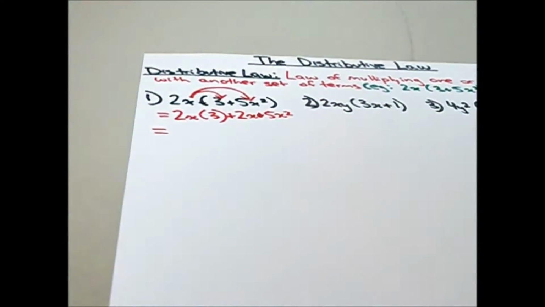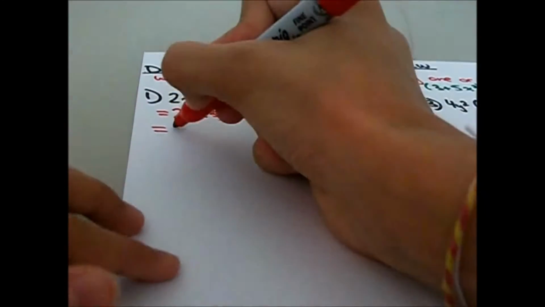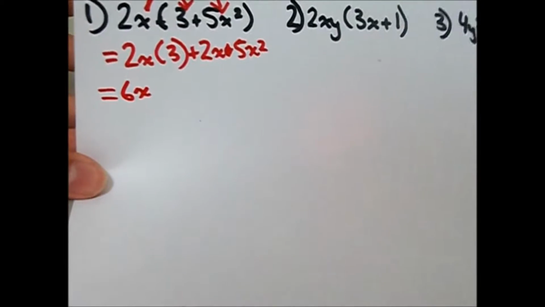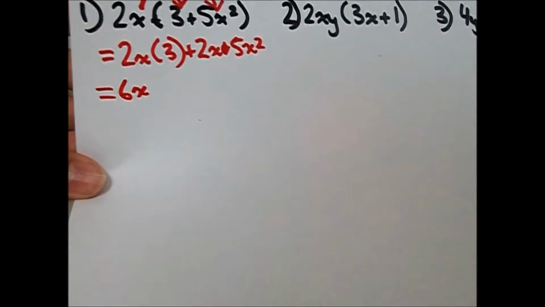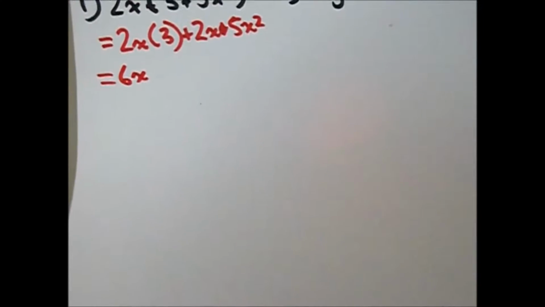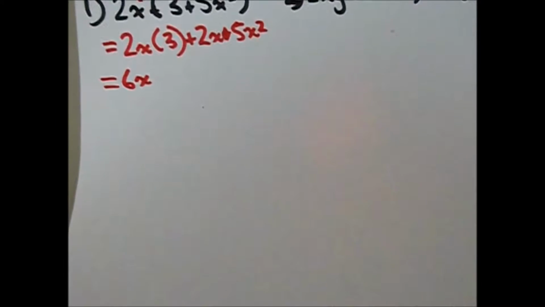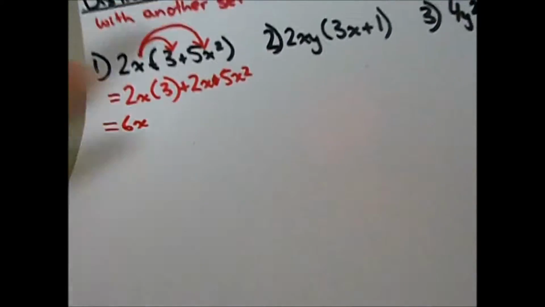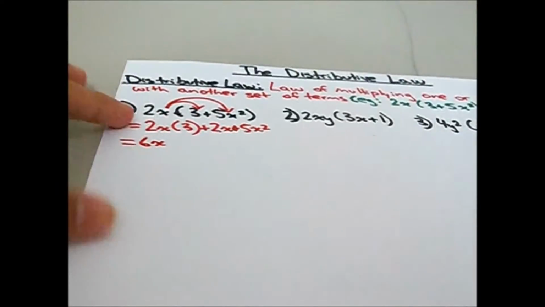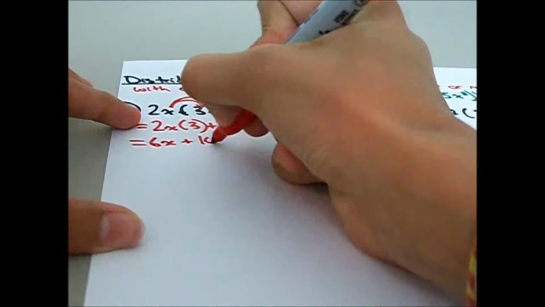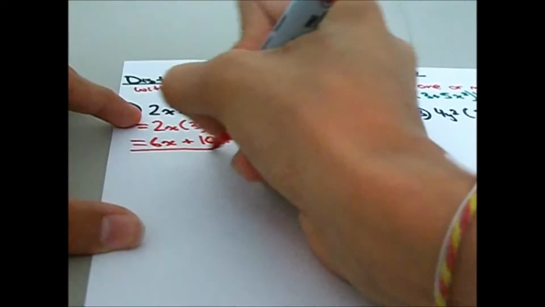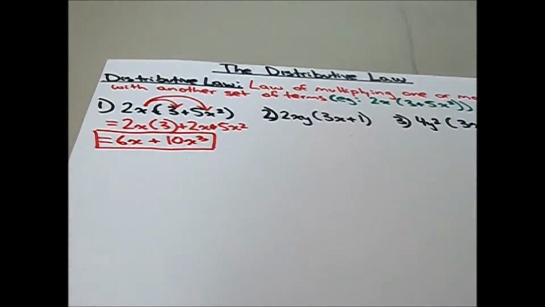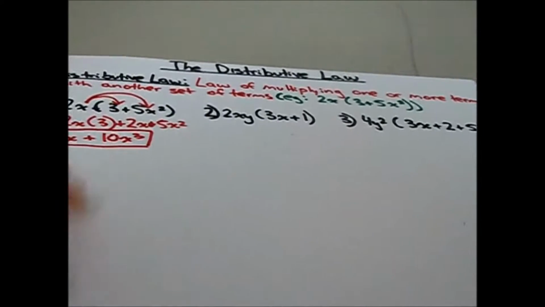So 2x times 3 will be 6x, and 2x times 5x squared, let's see. We have 2 times 5x squared, which will give us 10x squared, and then we multiply with one more x, so we just raise the exponent by one, so it becomes 10x cubed. And there's our answer: 6x plus 10x cubed.